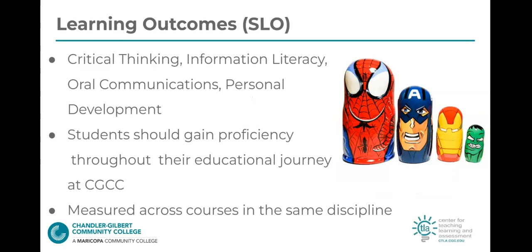At Chandler Gilbert, we use the term learning outcomes to describe the general education student learning outcomes assessment. These are the learning outcomes that a student should gain proficiency in throughout their educational journey at CGCC and include critical thinking, information literacy, oral communications, and personal development. Student Learning Outcomes Assessment describes our process of measuring these learning outcomes, not just in our own course, but across all courses within a specific discipline. An example might be when all English 101 instructors give a similar assessment measuring critical thinking.